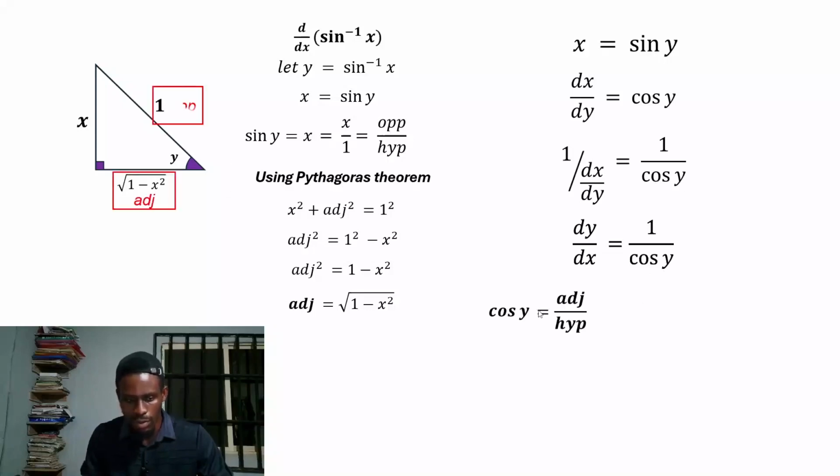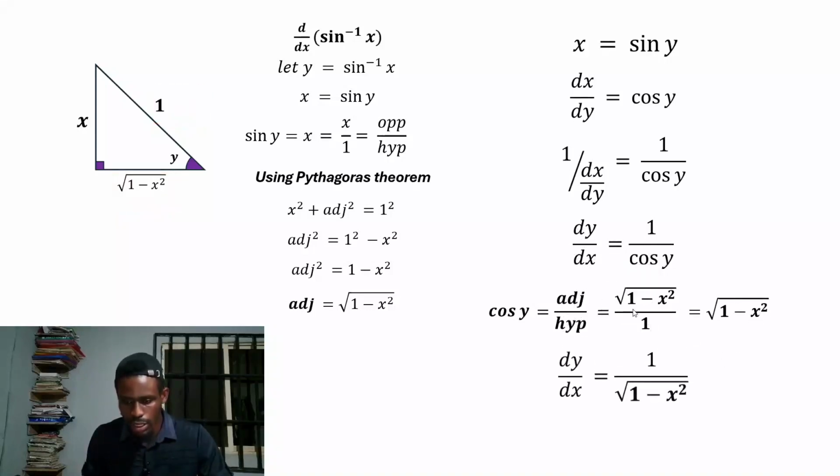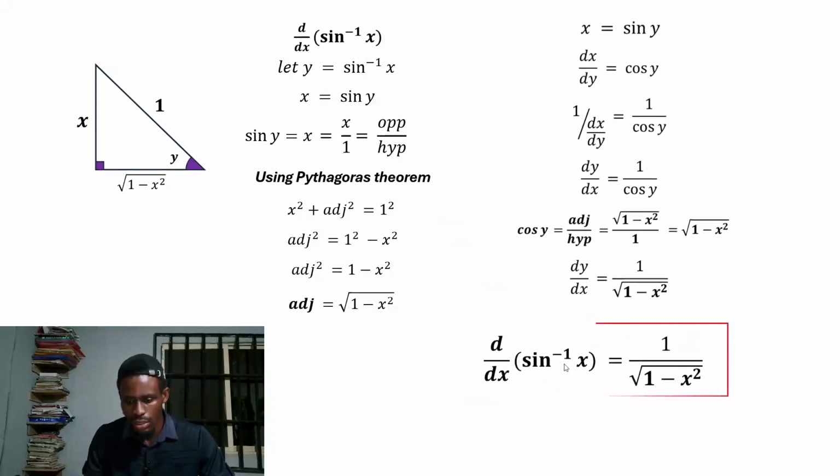What is cos of y? Cos of y from this triangle is going to be the adjacent over the hypotenuse, which is going to be the square root of 1 minus x squared over 1, which is equal to the square root of 1 minus x squared. So from here, we can say that dy/dx is equal to 1 over the square root of 1 minus x squared, which gives us that the derivative of sine inverse of x is equal to 1 over the square root of 1 minus x squared. That's the final answer.